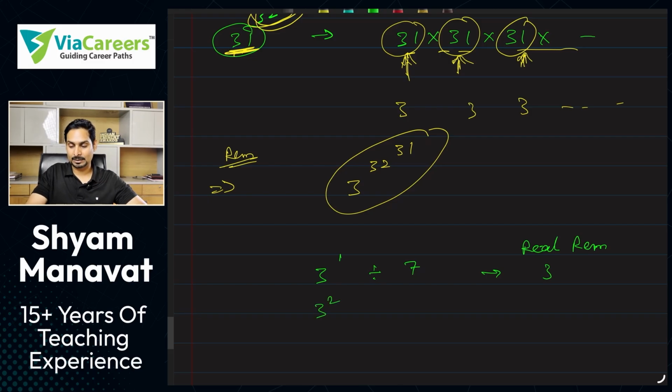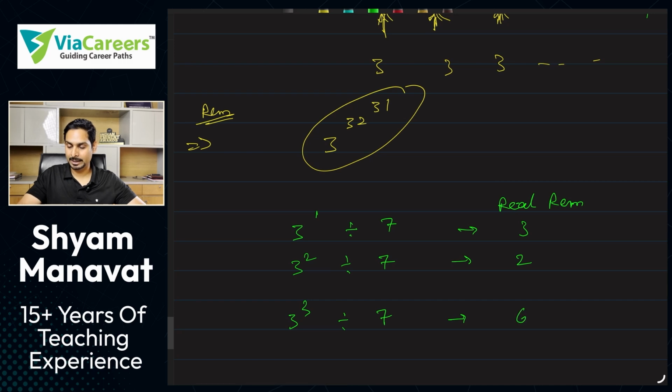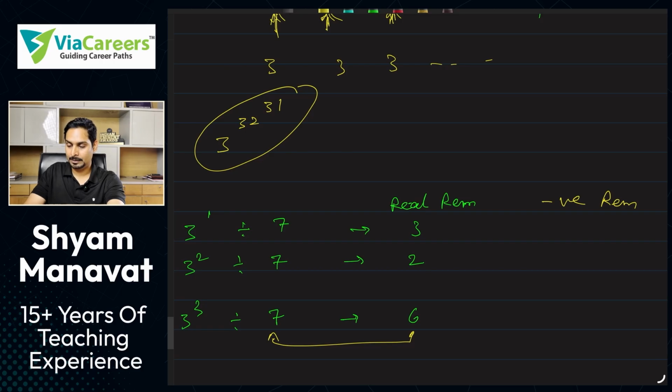Now 3 square is what? 9 divided by 7, the remainder is 2, not of any use. And 3 cube is how much? 27 divided by 7. Here you will get remainder 6, correct? Or you can say the negative remainder, which is the real remainder minus the divisor. What you get here is minus 1. It's of use.